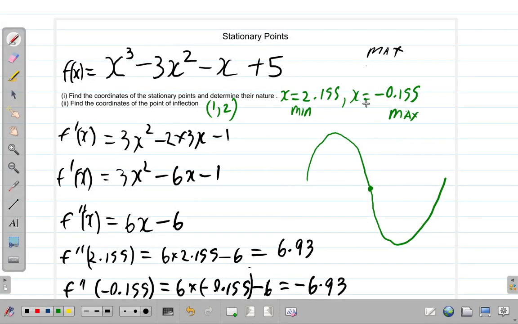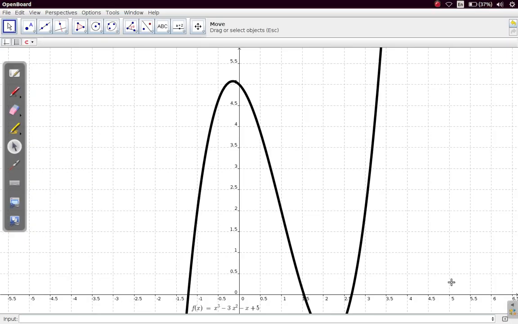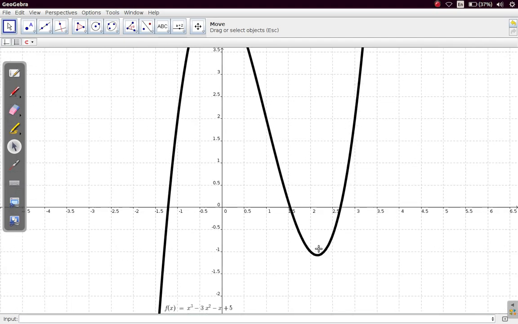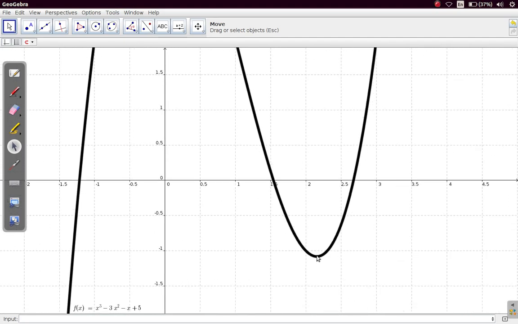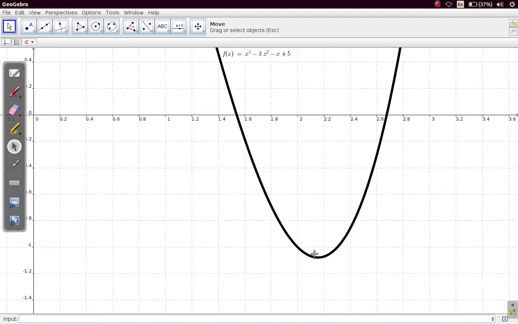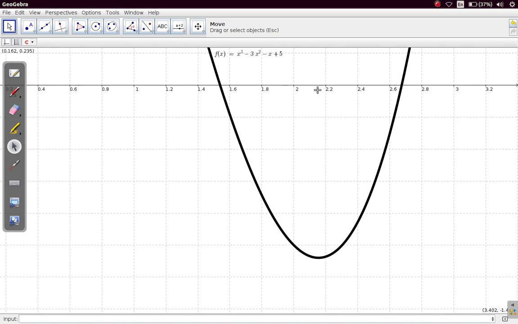The other one is located at 2.155 and it's a minimum point. Okay. You can see that it's a little past 2. It's 2.155. You can see that it's 2 point something, less than 2.2. It's in a valley, so it's a minimum point right here.